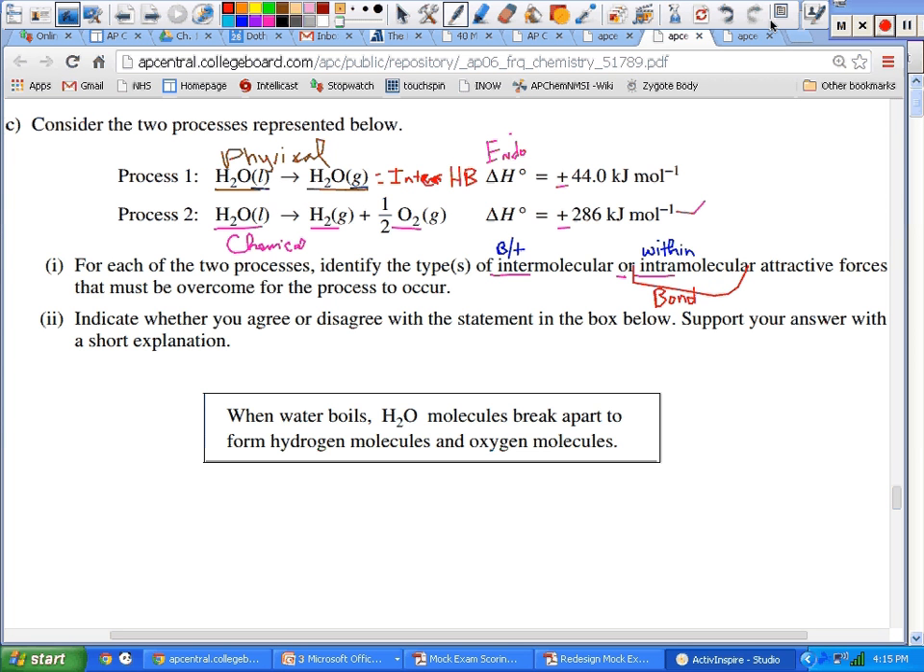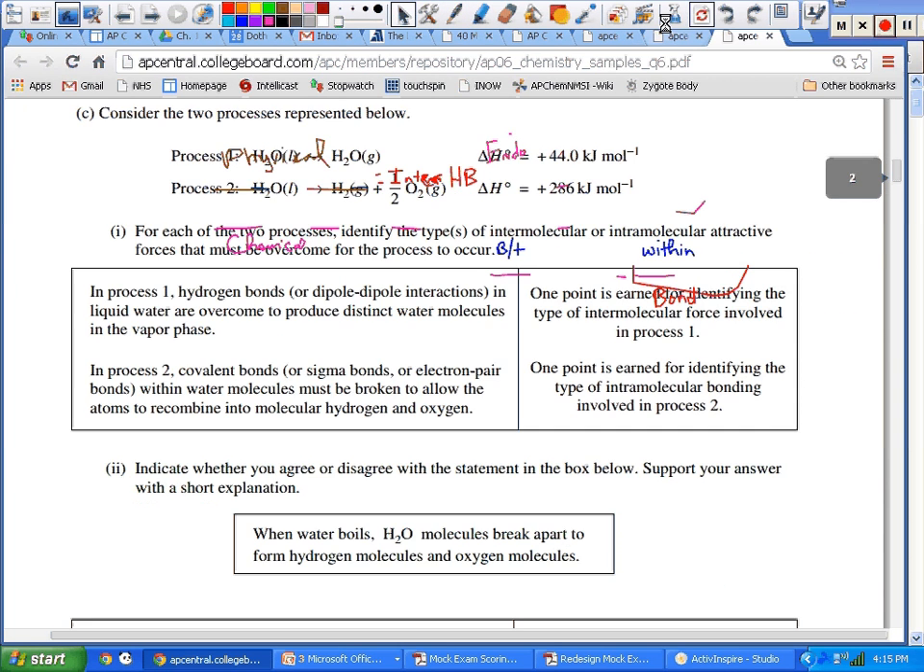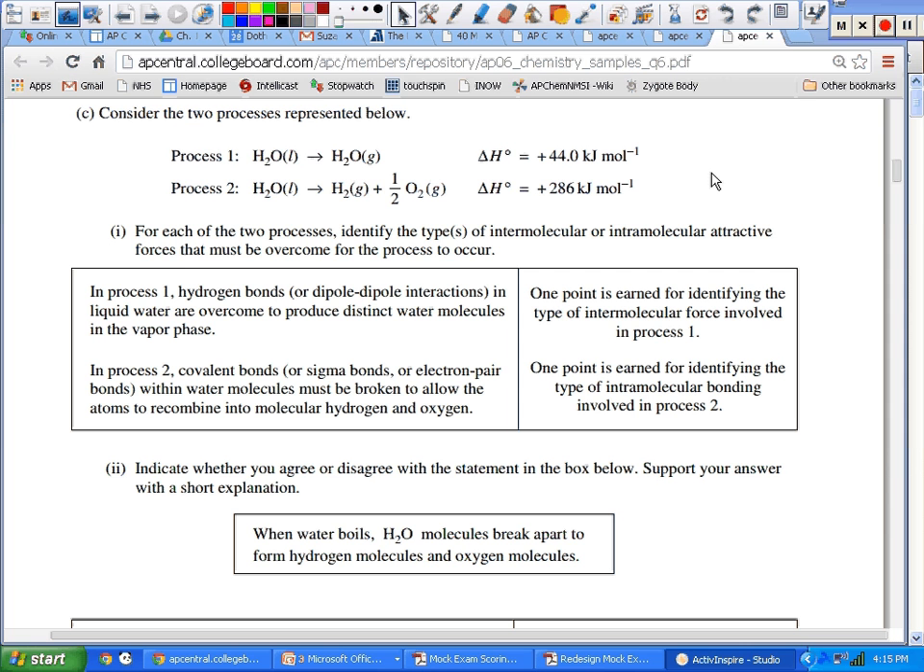All right, so let's look and see how their key phrases it out. I'm sure it's something wild and crazy. In process 1, hydrogen bonds in liquid water are overcome to produce distinct water molecules in the vapor phase. That's easy to understand. Hydrogen bonds separate, a physical change to separate your water molecules. Okay, process 2, covalent bonds.